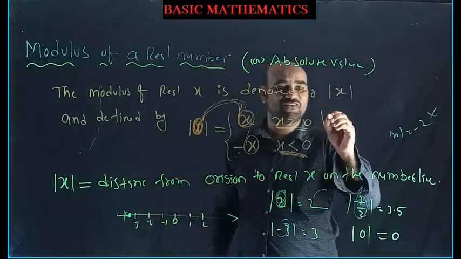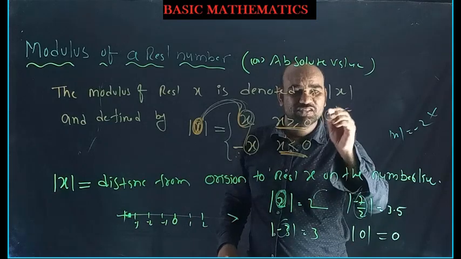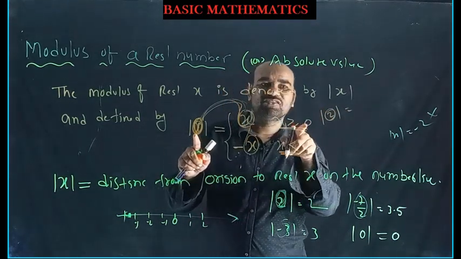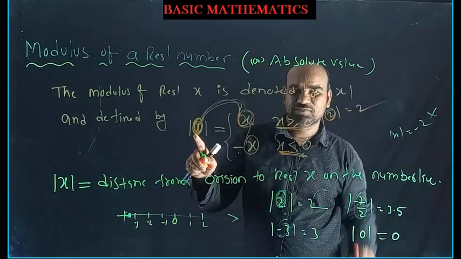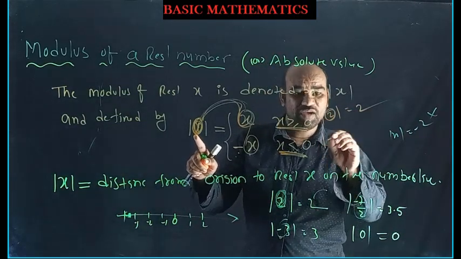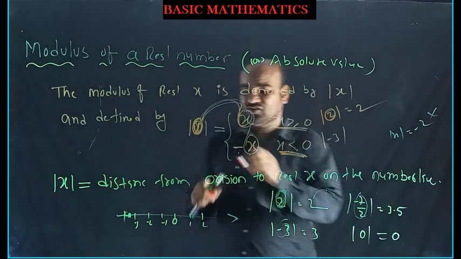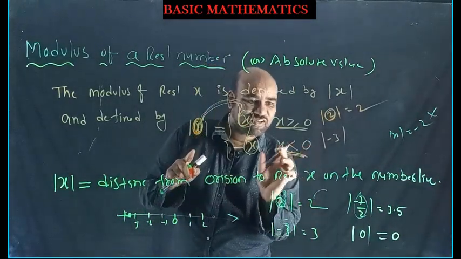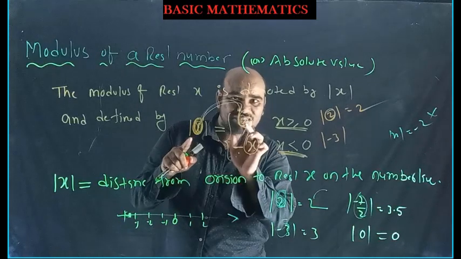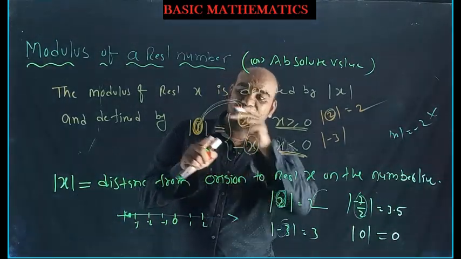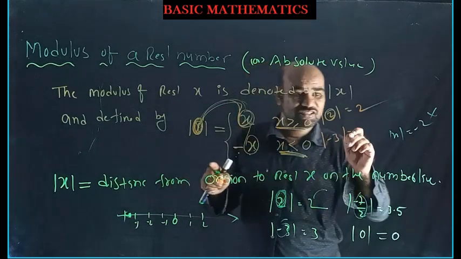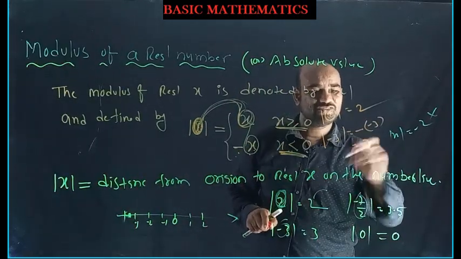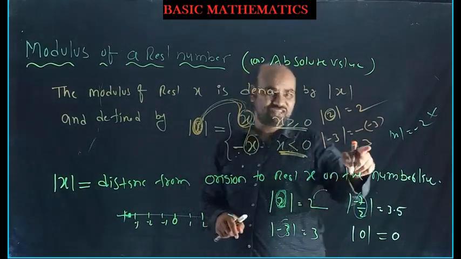Modulus of 2 means instead of x I have 2. It gives 2 because 2 is greater than or equal to 0. That's why mod of 2 I can write as 2 only. Mod of minus 3 I want. Instead of x I have minus 3, a negative number. Negative means you use this rule: if x is negative, your output is not x, your output is minus x. Minus of minus 3 is equal to 3. That's why mod of minus 3 equals 3.